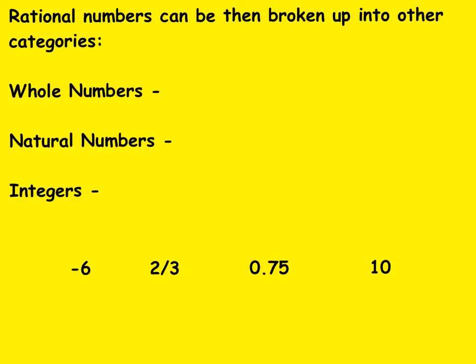Okay, now let's talk about some of those other names that rational numbers can have. Rational numbers can then be broken up into other categories. Rational numbers can also be whole numbers, natural numbers, and integers. Whole numbers are all of the numbers counting upwards starting with the number 0. So 0, 1, 2, 3, 4, 5, 6, 7. One way that you can remember that it starts at 0 is because the word whole has an O in it and that looks like a 0.